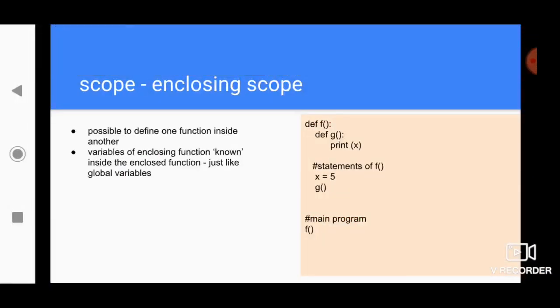Next, in the discussion of scopes in Python comes the notion of enclosing scopes. See, it is legal to define one function inside another. As in this example, we have written one function g inside another function f. Now, the variables of the enclosing function f are known in the enclosed function g, just like global variables are known inside functions. Variable x, which is defined inside f as having the value 5, is being printed inside function g, and it is creating no errors. It is completely valid, as the function g knows about the variables of its enclosing function f.